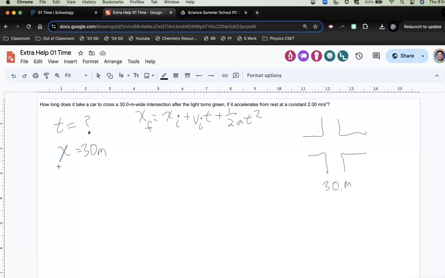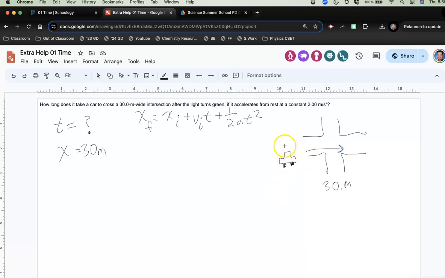Correct. So, final, yes. There's going to be a distance the car is traveling at the very beginning, and then a distance the car is traveling at the end of this problem. Everyone draw yourself a tiny car like this. And the problem says we want the car to cross 30 meters like that.